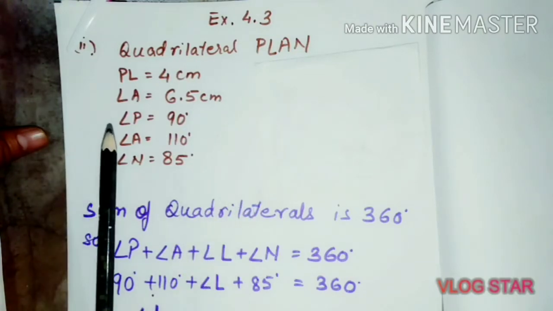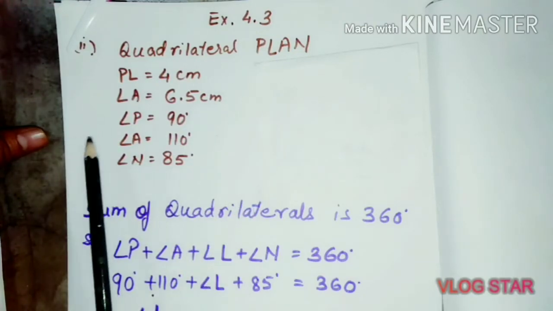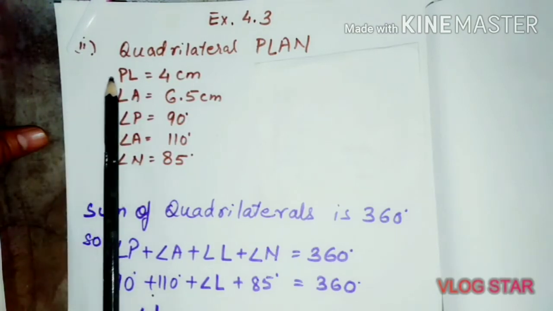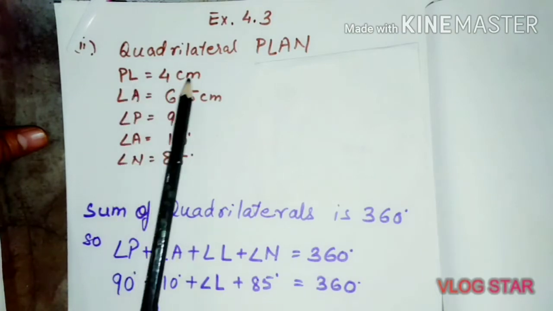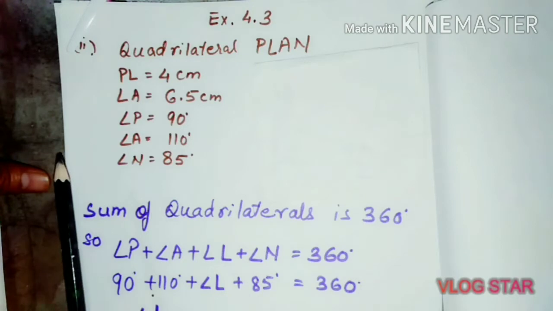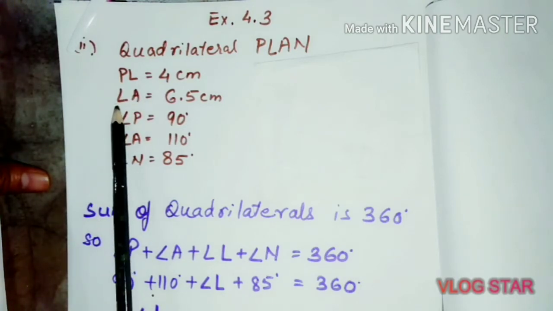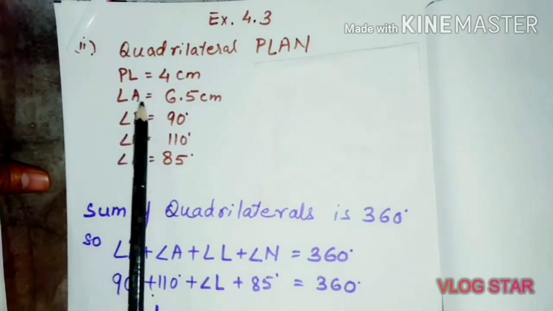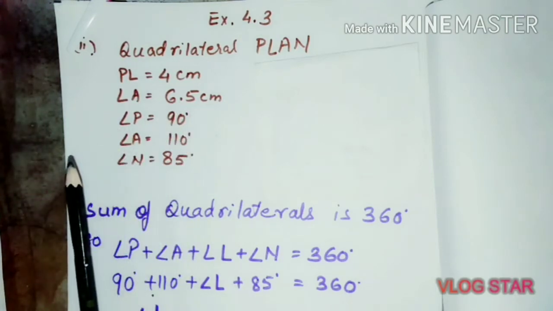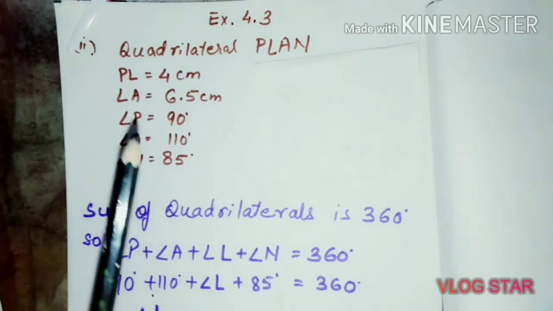PLAN. We have to construct this quadrilateral where the three angles, angle P, angle A and angle N are given, and the two sides PL 4 centimeter and LA 6.5 centimeter are given. Sorry, it's not angle A but it is LA, the line segment given is 6.5 centimeter. Now we have to construct this.